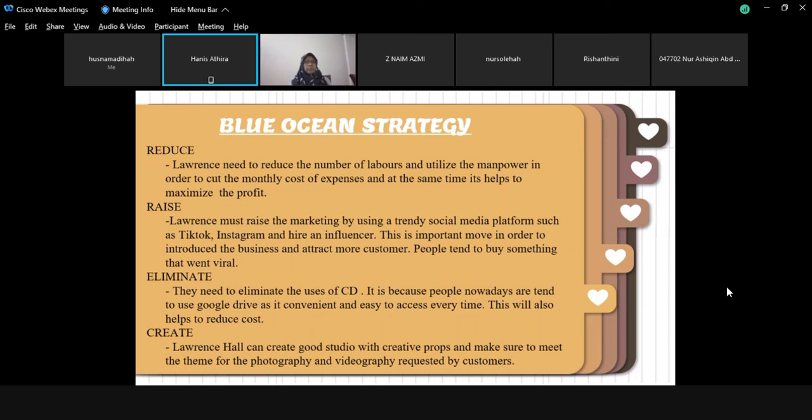Okay, for eliminate, they need to eliminate the use of CDs because nowadays I see that people rarely use CDs. People almost use Google Drive because it's convenient and easy to access every time. This can also reduce the cost. And for create, Laura can create a good studio with creative props and make sure to meet the theme for the photography and videography requested by the customers.